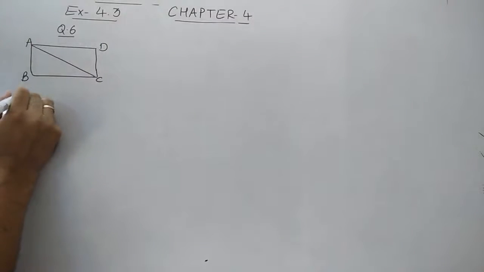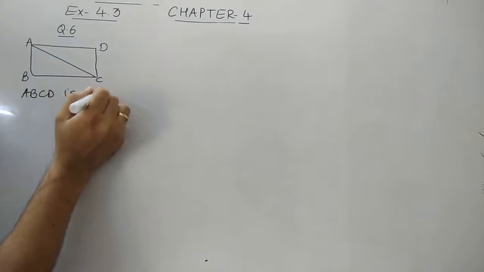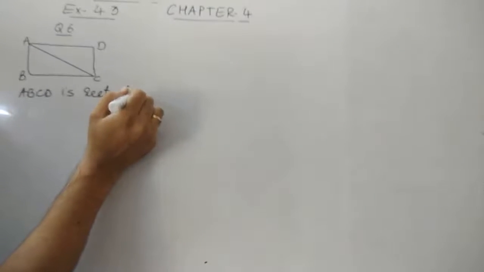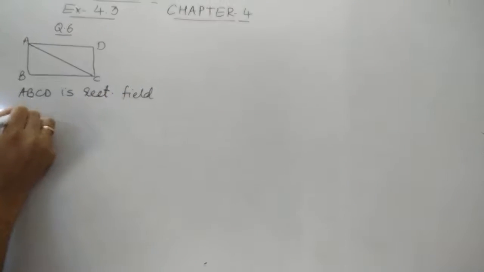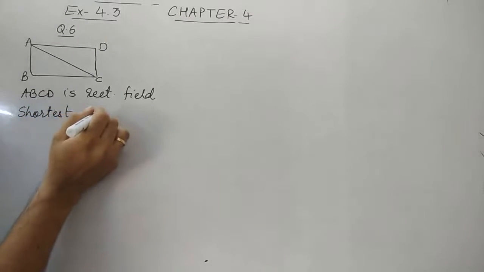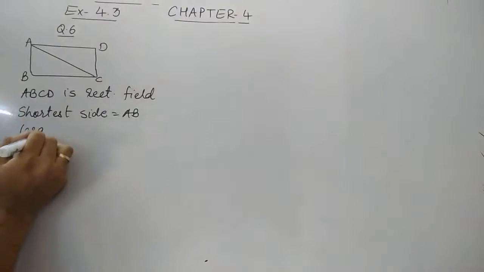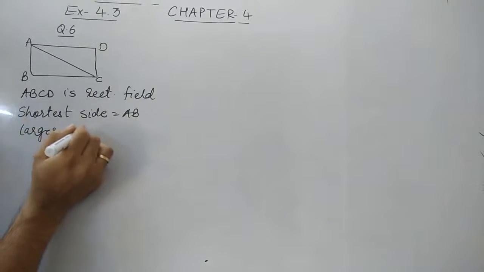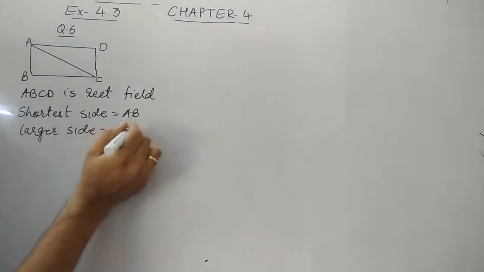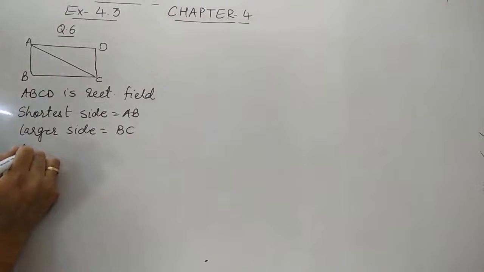So let ABCD be a rectangular field where the shortest side, that is AB, and the larger side, that is BC, and the diagonal is AC.